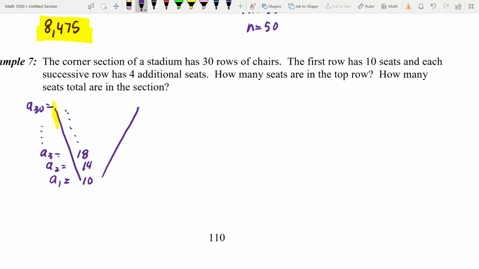You cannot write out all the numbers and get the answer. You have to use the formulas. I know they're not going to give you anything, okay? How many seats are in the top row? Now, this is arithmetic, right? Everybody write down arithmetic.